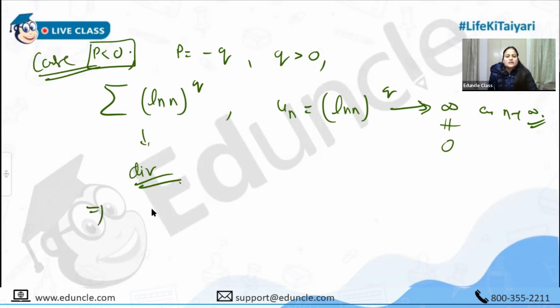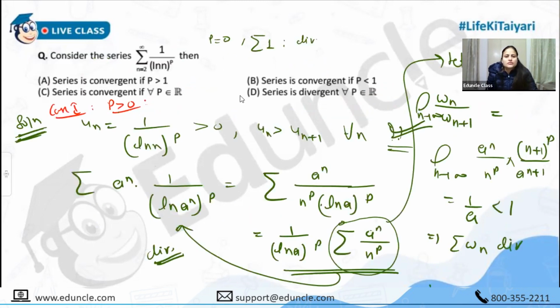So the thing is, the given series is divergent for all p belonging to R. For every value of p, what is our series? Divergent. So yes, our option D would be correct here. Option D would be correct. Yes. Okay.